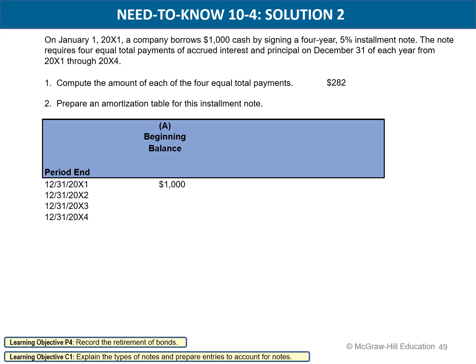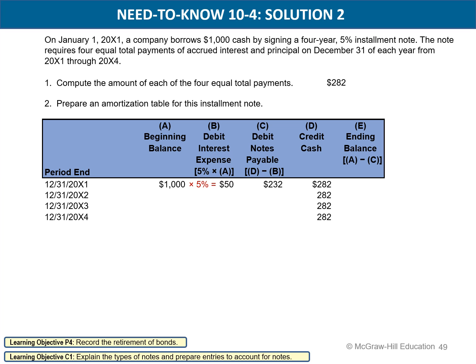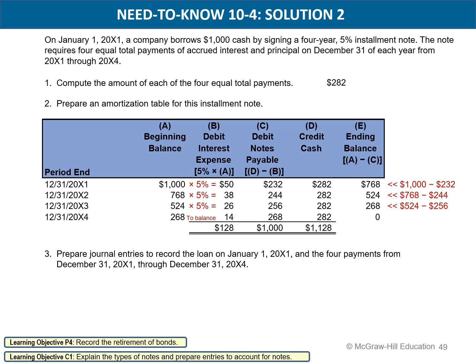So if we prepare the amortization table, we have a beginning balance of 1,000. We have interest expense of 5%, but keep in mind this is an annual payment, so we're not dividing by 2. So we have $1,000 times 5% is $50 in interest. If our payment's $282, 282 minus 50 is $232, right? So that's what's hitting our principal. So if we have $1,000 less our principal payment of $232, we get $768.